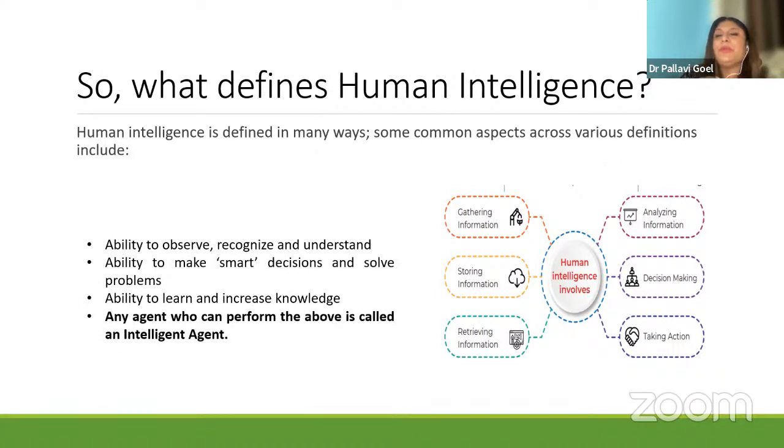So, what defines human intelligence? In many ways, as I already told you, human intelligence involves lots of things. First of all, we gather information, and that information we use in data form. We store information, retrieve information, and sometimes we need to analyze things also. On the basis of the analysis, I take decisions, and then action on the issue. So this is the human intelligence which we are going to work on with machines.